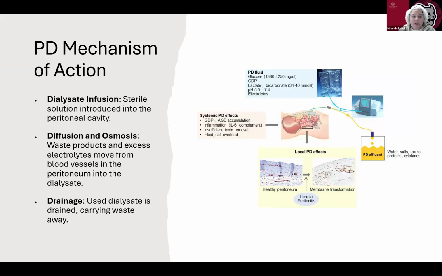The mechanism of action for peritoneal dialysis is we're going to use a dialysate infusion, so a sterile solution introduced in the peritoneal cavity. Waste products and excess electrolytes move from blood vessels to the peritoneum into the dialysate, and the used dialysate is drained, carrying waste away.